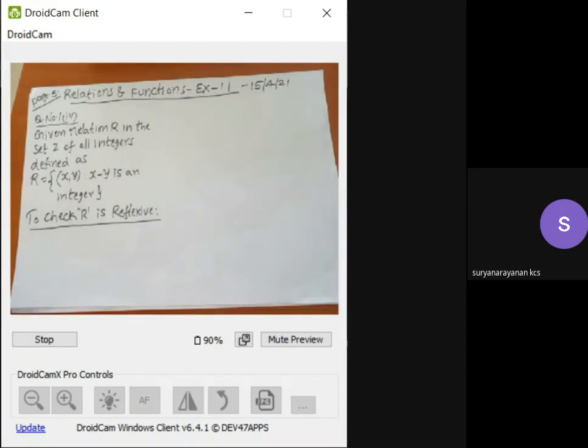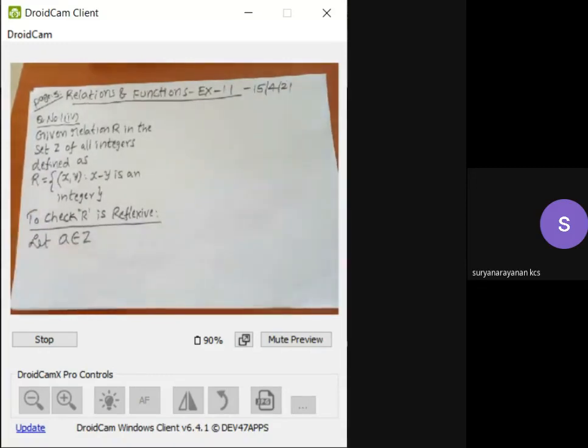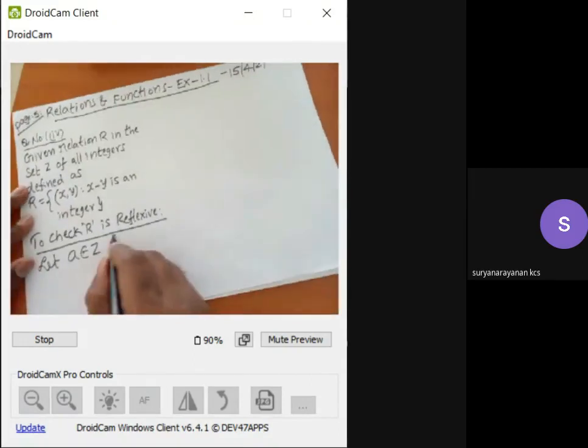From the domain, let us choose an arbitrary number. First step, remember this one, my dear children. Step 1, we have to choose an arbitrary number, not a numerical value, just we are choosing an integer. This is step 1.